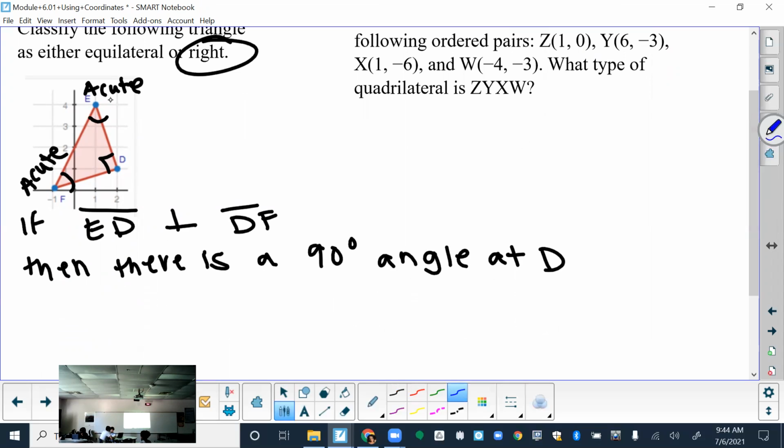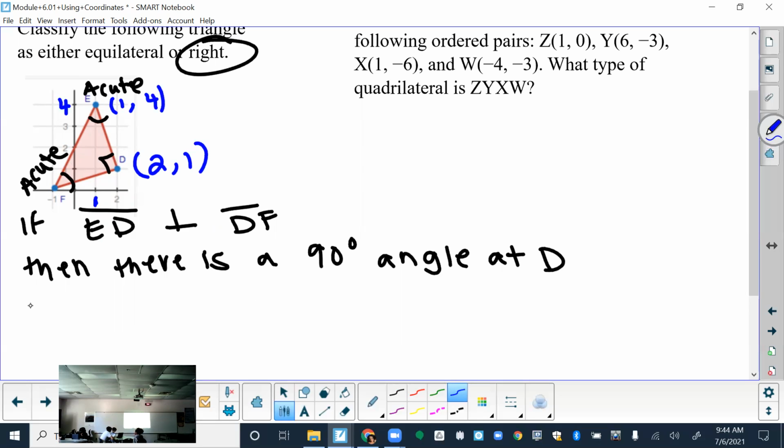What is the coordinate for E? Good, it is 1, 4. So the X value for E and the Y value for E. What is the coordinate for D? 2, and 1. Good.